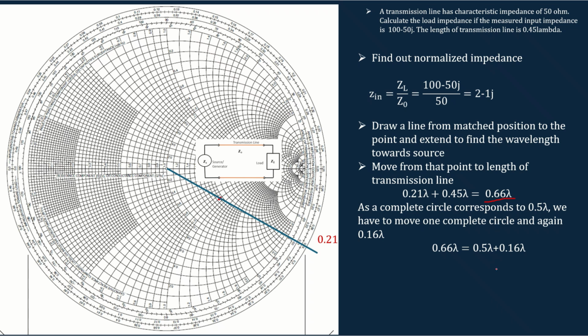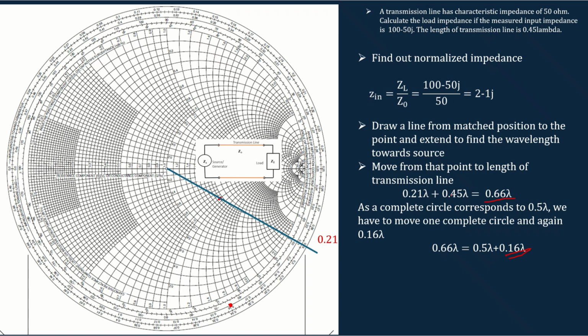So if it is more than 0.5, 0.66 lambda is equal to 0.5 lambda plus 0.16 lambda. So I have to extend only to 0.16 lambda. I will go to 0.5 lambda, then 0.16 lambda. Here you can see the wavelength towards load 0.04, 0.05, like this. You can see 0.15, 0.16. So this is my point. This is the wavelength corresponding to my load. So I find that point like that.